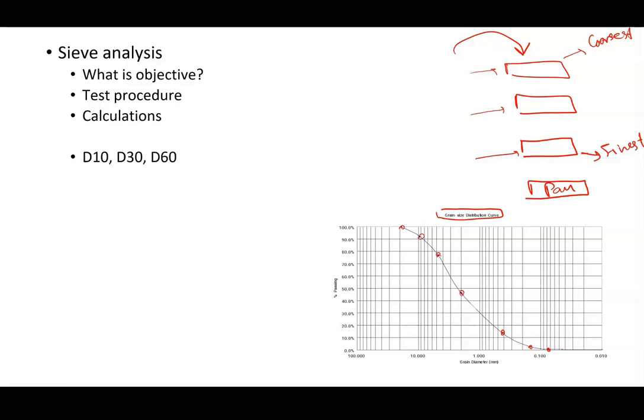Then from this curve, you need to be able to find D10. So you start from here, go to your curve, and this is D10. D30, start from 30% passing. That's your D30. And D60. This is our D60.